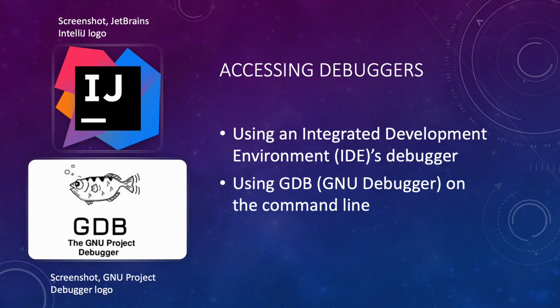Accessing a debugger is simple. Many integrated development environments, or IDEs, have their own built-in debugger that you can use. If you are using C or a similar language, you can use GDB, or GNU Debugger, on the command line by installing it and compiling the program with debugging information, and then typing in GDB followed by the name of your program in the terminal.